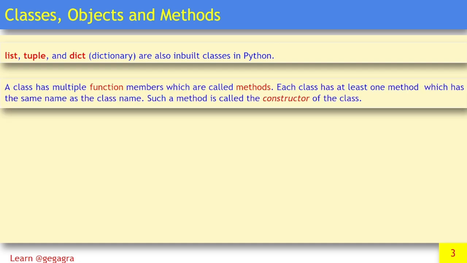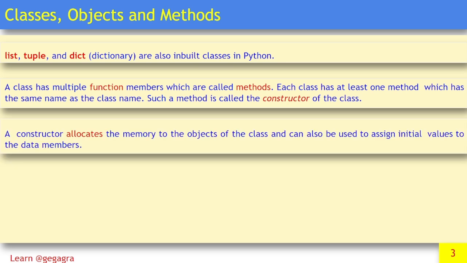A class has multiple function members, which are called methods. Each class has at least one very special method, and this method has a name identical to the class. Such a method is called the constructor of the class. So if int is a class, then the int method within the class is the constructor of the int class.